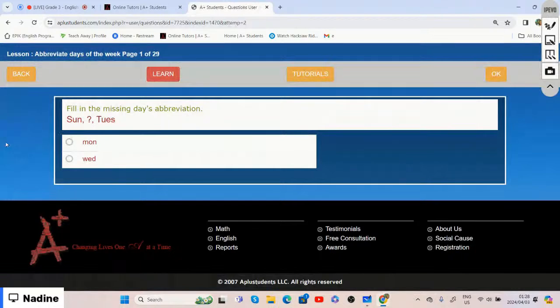We now need to fill in the missing days of the week, all right? We have Sunday. What is missing between Sunday and Tuesday? Is it Sunday, Monday, Tuesday, or Sunday, Wednesday, Tuesday? What is the day of the week that is missing between Sunday and Tuesday?